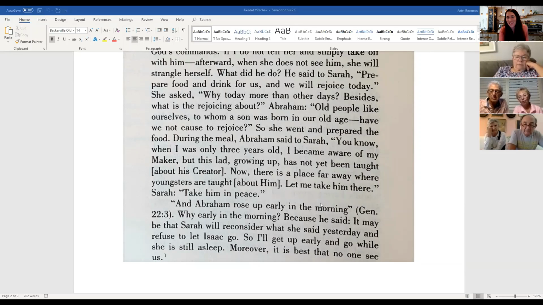All right, so those are the answers to the questions we had asked. Especially this last one, I think, makes a lot of sense. Why early in the morning? So that Sarah can't change her mind. Right? Any thoughts on these? Had you heard any of these before?